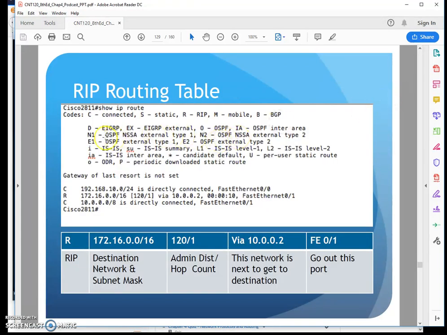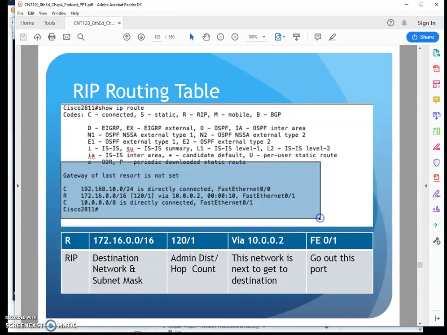Here's a sample RIP routing table. This is actually from one of the labs we do. I looked at it after the students hooked up their networks. We look at the routing table, and here's a super basic RIP routing table. And I took one of the lines on here just so you could see how it decodes.